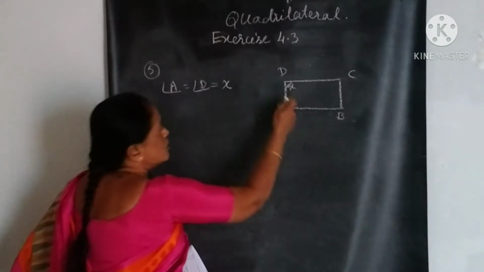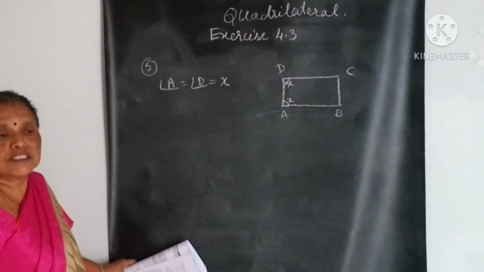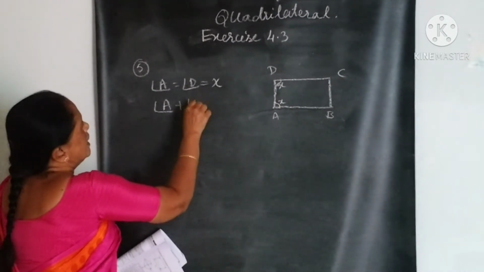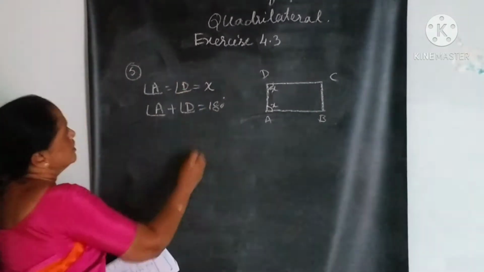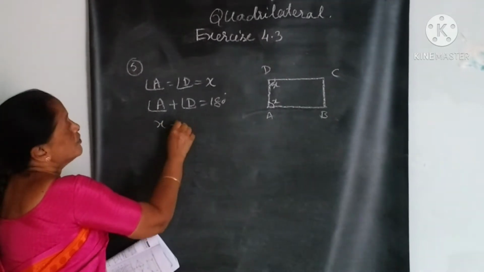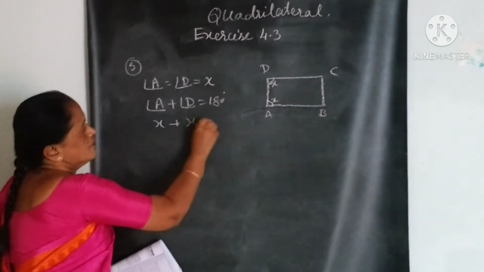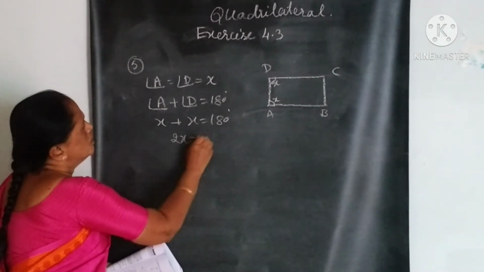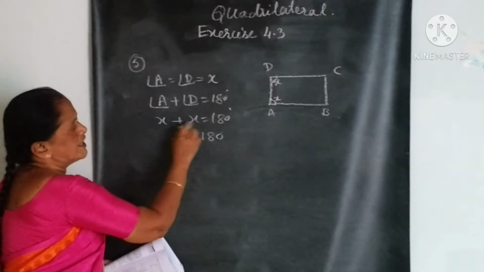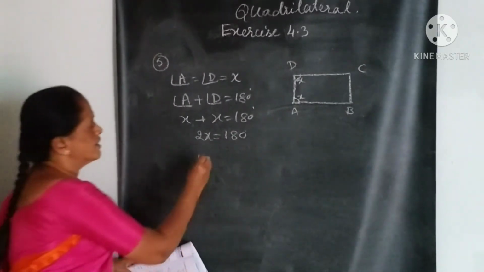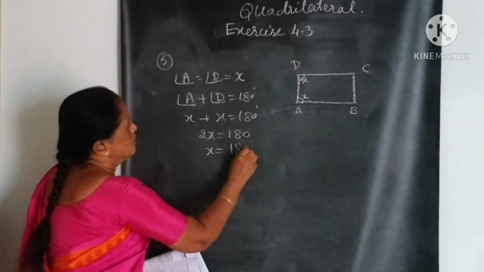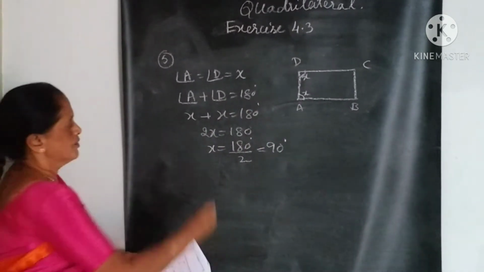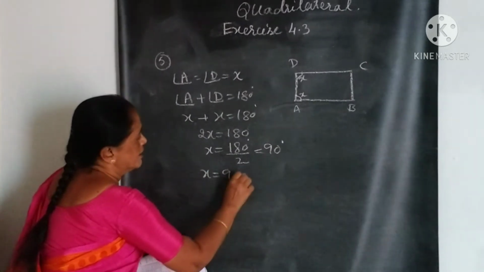Here in a parallelogram, the sum of the two adjacent angles is how much? 180 degrees. Angle A plus angle D is equal to 180. What is A? X. What is D? X. That is equal to how much? 180 degrees. 2x is equal to 180 degrees. Sum of these x and x, 2x is equal to 180. Therefore, x is equal to 180 by 2. That is equal to 90 degrees. So, x is equal to 90 degrees.